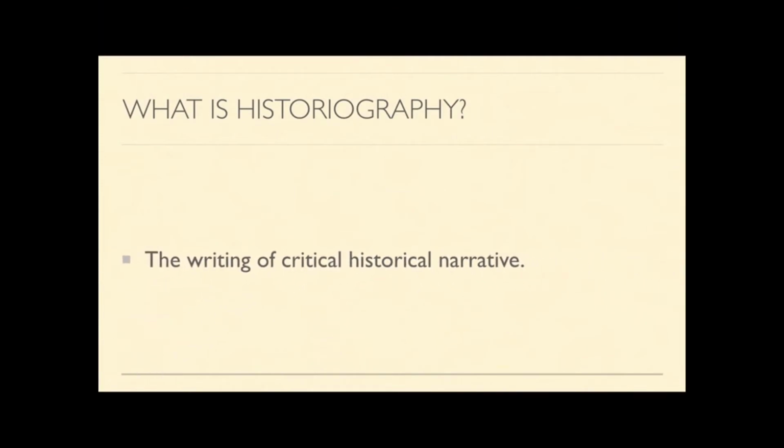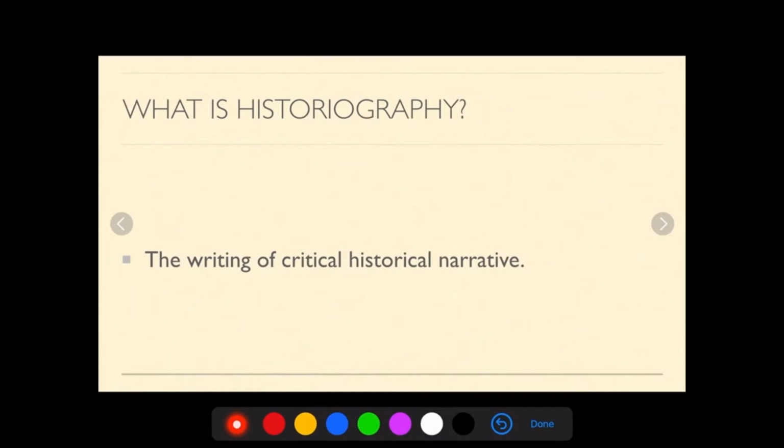The correct definition of historiography is: the writing of critical historical narrative is known as historiography. Now what does this mean? The writing, anything in a written format, of critical, which is very important. Historical means dealing with ancient times, the past or old. We can say the writing of critical historical narrative means in a story form.